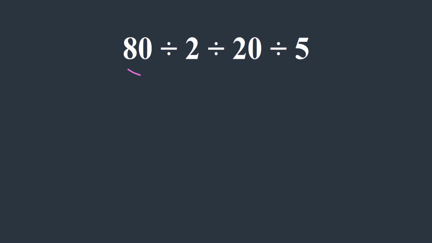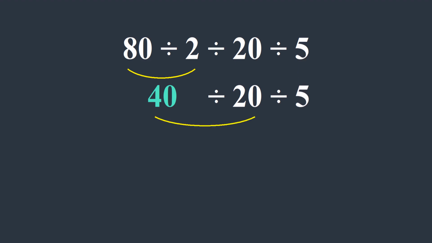So first we have to do this division. 80 divided by 2 gives us 40. So 40 divided by 20 divided by 5. And now we have to do this division. 40 divided by 20 is just 2.